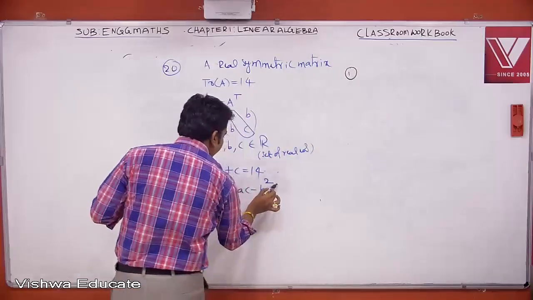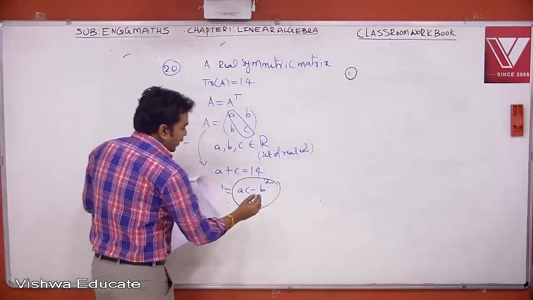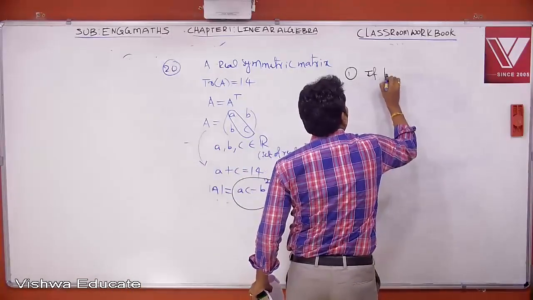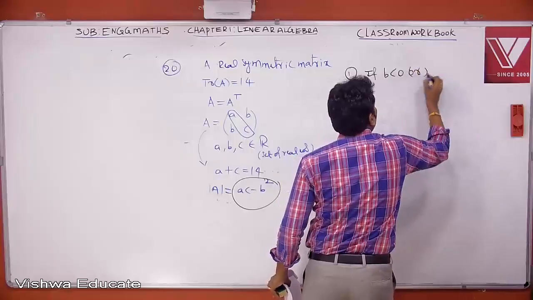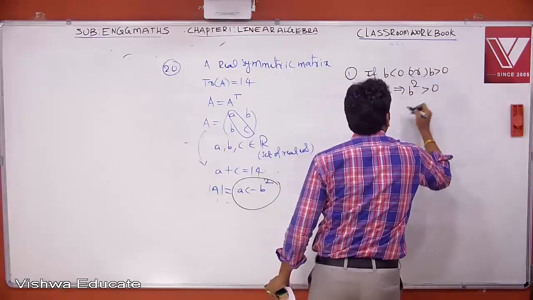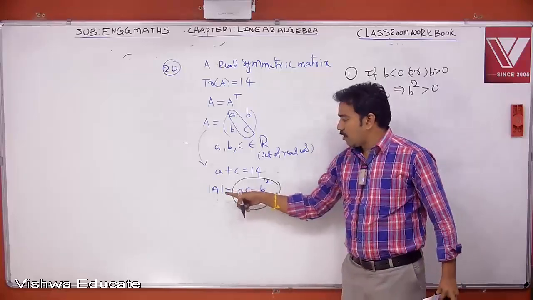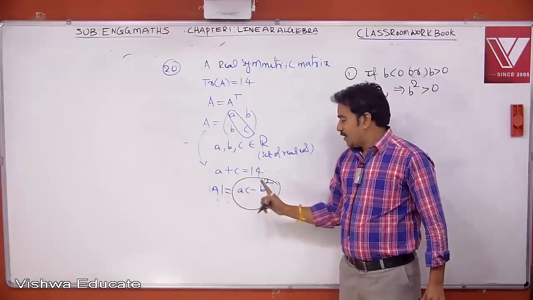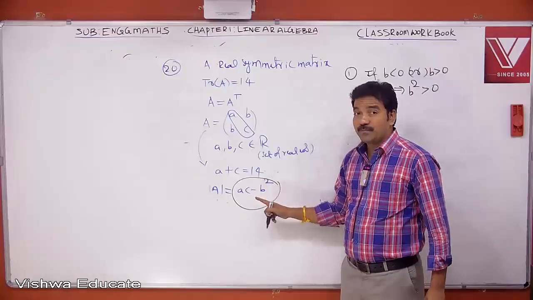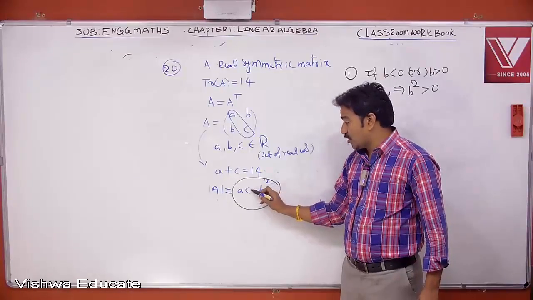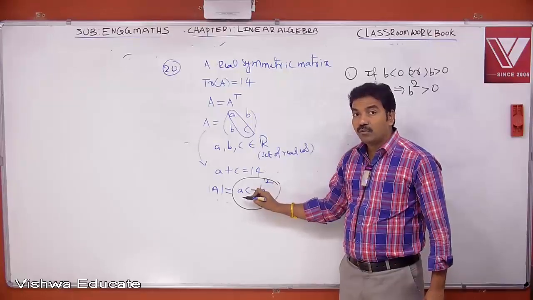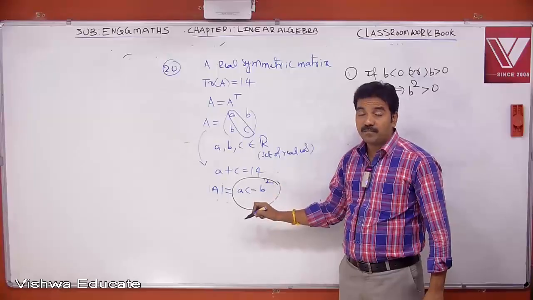See here, that is AC minus B square. Here if B is negative or B is positive, it implies B square is greater than 0. So in this expression, because we want the maximum value for det A, suppose B is negative or B is positive, but B square is positive. That means we are subtracting, because of this minus, a positive quantity from AC, by which maximum det is not possible.